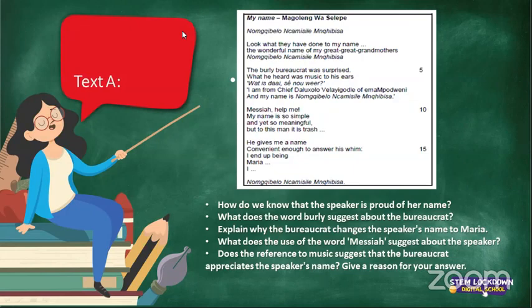Okay, guys, so the figure of speech in line 13 is a metaphor. What do we know about metaphors? Work with me, guys. So what do we know about metaphors? We know it's a metaphor because how can a name be trash? She says that her name is trash, but we know that in the most literal of senses, a name can never be trash, but it's just a likening to it to show how poorly the bureaucrat considers her name to be.